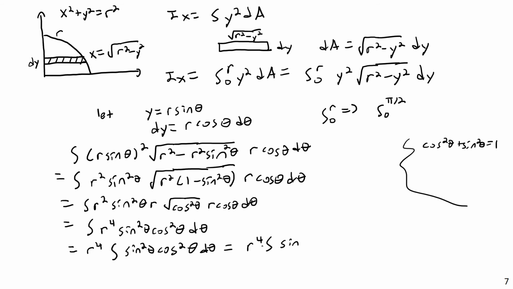Actually, let me do this on the next slide. I'm going to do a few fancy steps, copying this line here, the r to the fourth. So I have r to the fourth times the integral of sine squared theta cosine squared theta d theta.